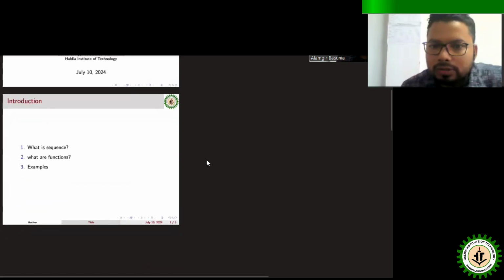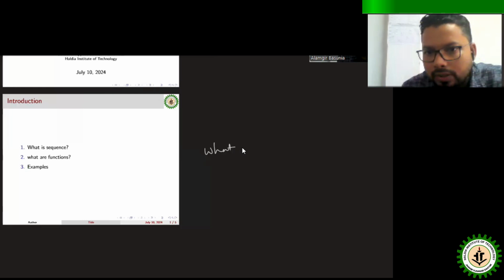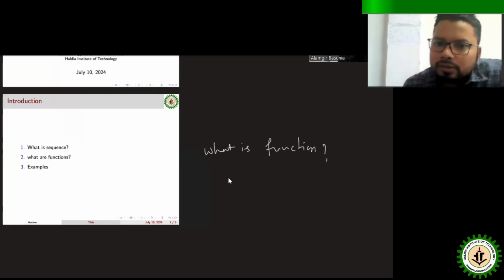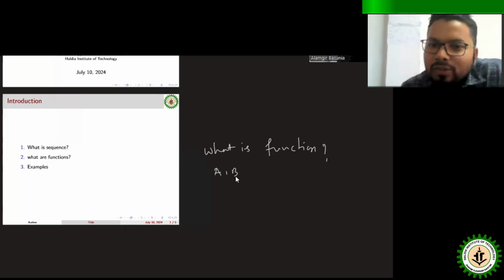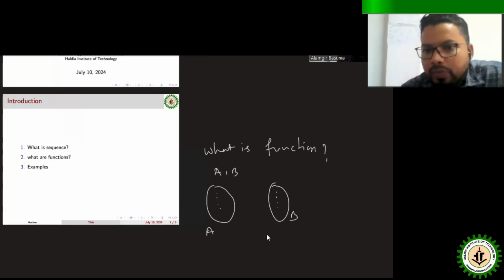Before going to sequences, we want to discuss functions. What is a function? Suppose you have two sets, A and B, both non-empty. Suppose this set is our A and this set is our B. If there is a rule which assigns each element of set A to a unique element of set B.